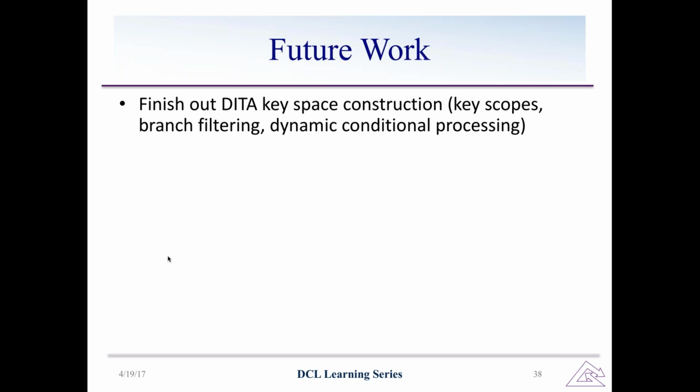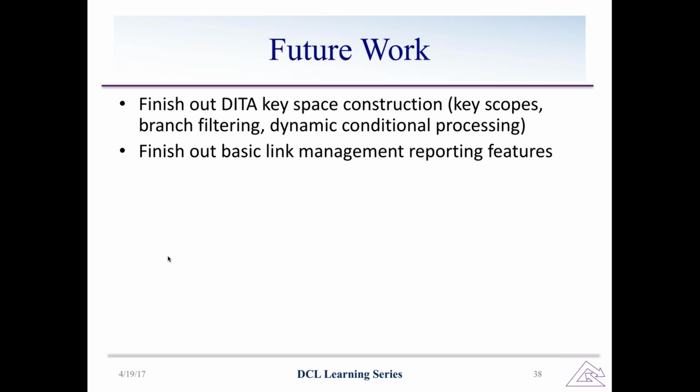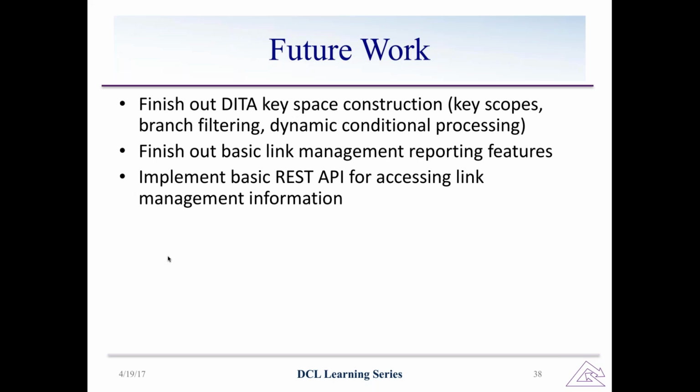All right. So what's still to be done? So need to finish out the data key space construction. So I know I need to implement key scopes and branch filtering, and more dynamic conditional processing. That would be an interesting challenge. Finish out the basic link management reporting features. Right now, there's a number of things that I have buttons for in my link manager application that don't actually do anything because I haven't gotten that far in my implementation work.